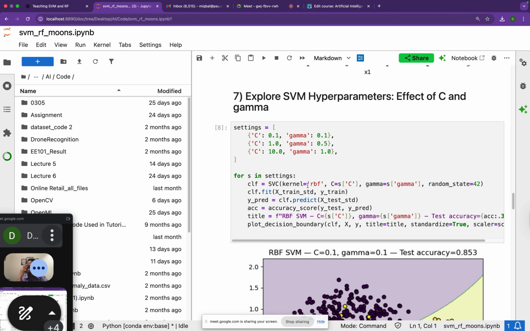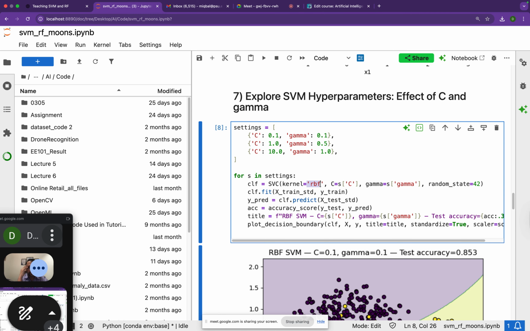Which kernel? RBF kernel. And by the way, we use a for loop here. What the for loop does is run through this. This, by the way, in Python, is called a dictionary. In C language, I think a similar concept is multi-dimensional arrays, right?